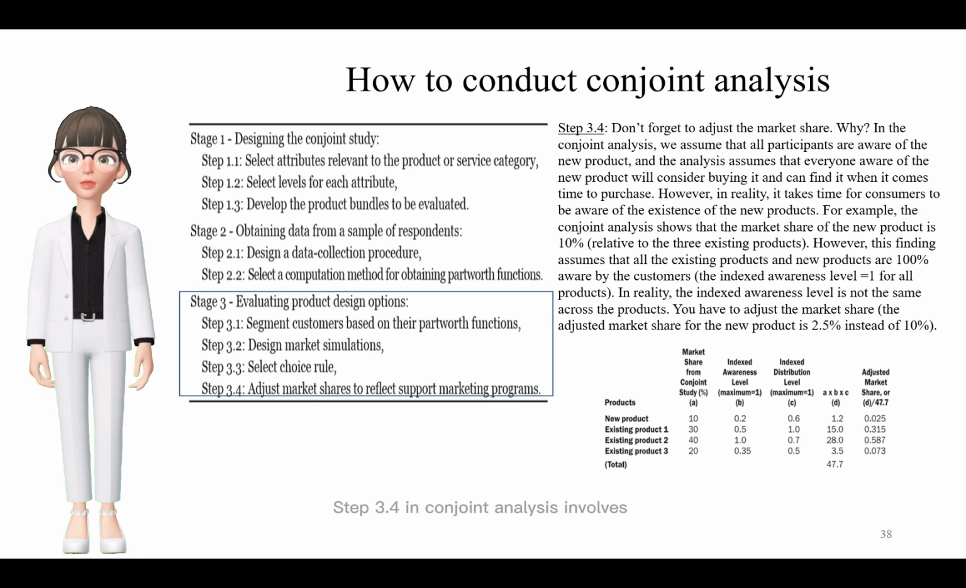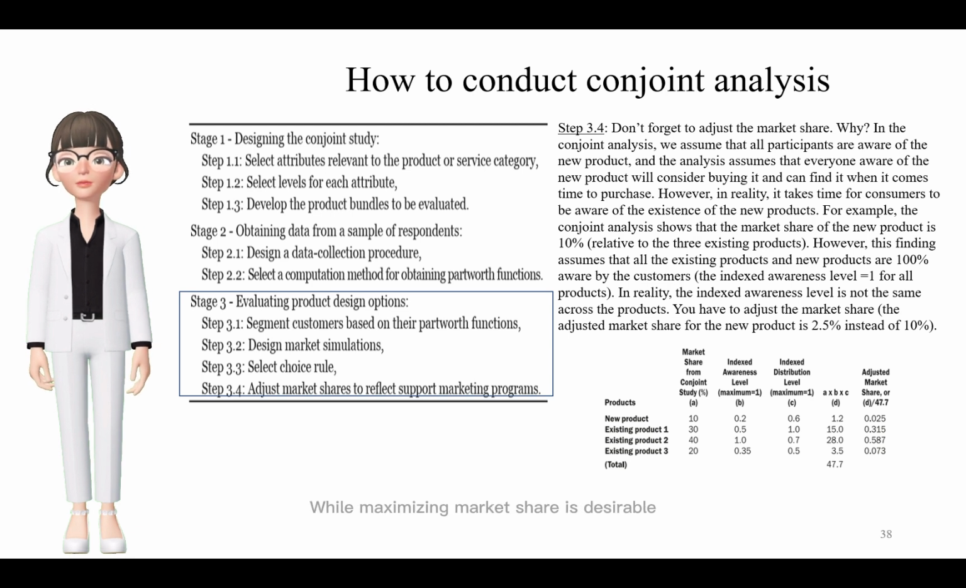Step 3.4 in conjoint analysis involves adjusting market share to account for marketing programs supporting each product in the market. In a conjoint study, all participants are assumed to be aware of the new product. And the analysis assumes that everyone aware of the product will consider purchasing it and will be able to find it when it comes time to make a purchase. However, realistic market share predictions must consider the marketing plans for both the new and existing competitive products in the market.